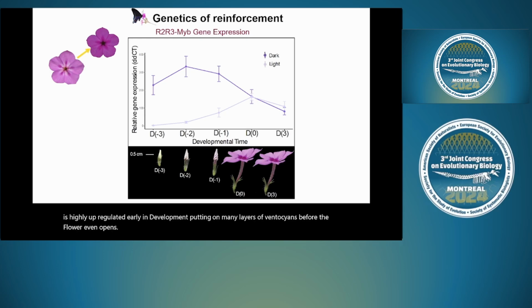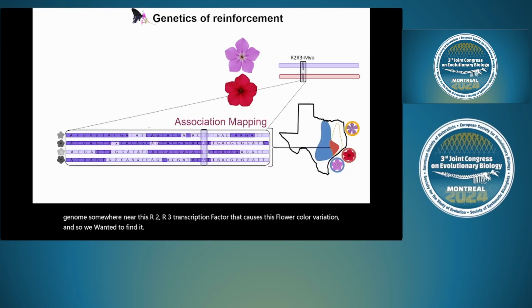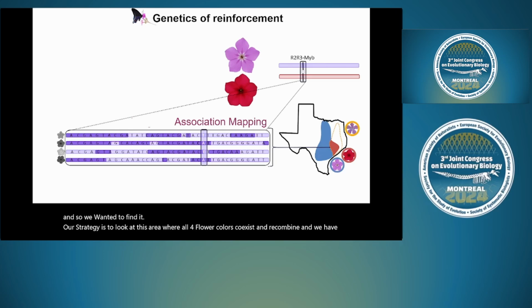Some of this work looking at how gene expression and transcription level is sufficient to explain flower color variation leads to the idea that there should be a mutation in the phlox genome somewhere near this R2-R3 MYB transcription factor that causes this flower color variation. And so we wanted to find it. Our strategy is to look at this area where all 4 flower colors coexist and recombine, and we have natural admixture breaking up linkage disequilibrium in order to find an association between some mutation and flower color.